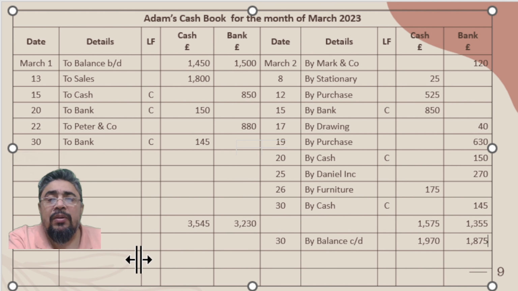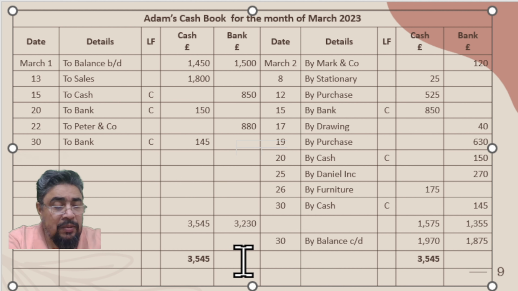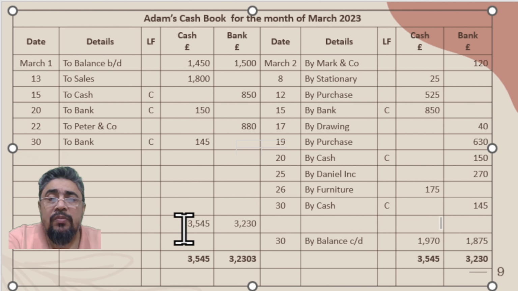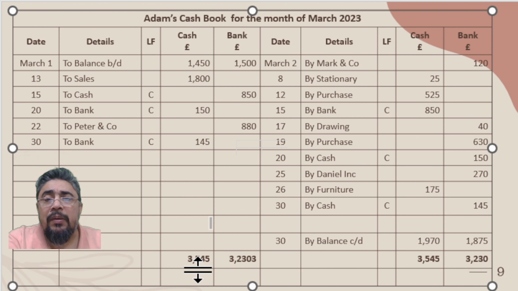So in here, first of all, you close this one. You write the total, 3545 and 3545. Same for the bank, the total is 3230 and here 3230. You make the rough total for this one and you delete it. You will use a lead pencil for finding the total, or you can use rough paper for finding the balance total of this one.